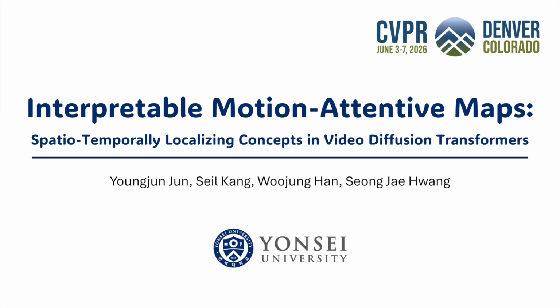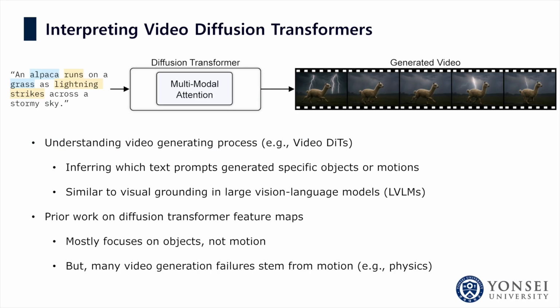Hello everyone. In this video, we introduce Interpretable Motion-Attentive Maps, or IMAP, a CVPR 2026 paper on interpreting video diffusion transformers. Video diffusion transformers can generate realistic videos from text prompts. However, it is still difficult to understand which internal features are responsible for specific objects, events, or motions in the generated video.